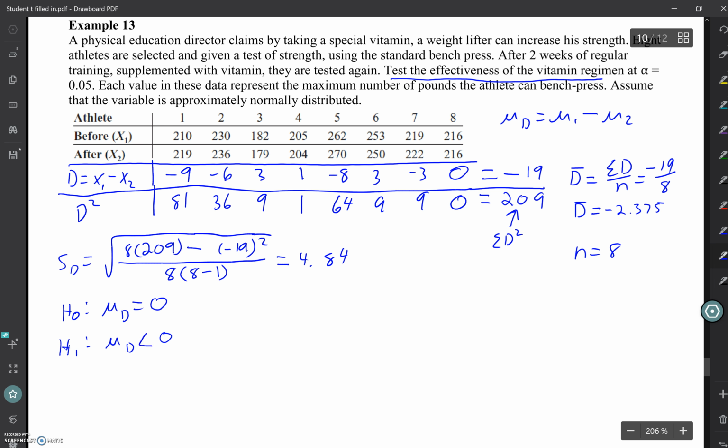Less than 0, because your mean difference should actually be negative. So it's a little bit confusing when they're talking about the effectiveness when you want your after to go up. It's not as intuitive because you want to put a greater than sign, but you would actually have smaller numbers because your after weights would be larger and your subtracted would be negative. So if it is effective, then that puts your claim in the alternative.